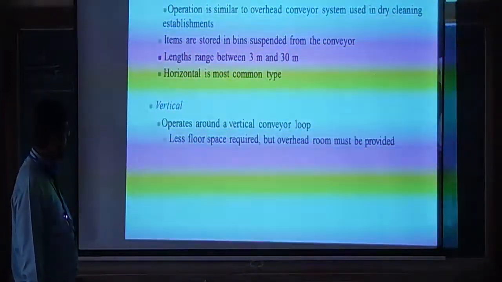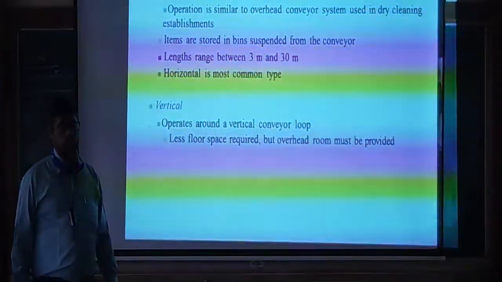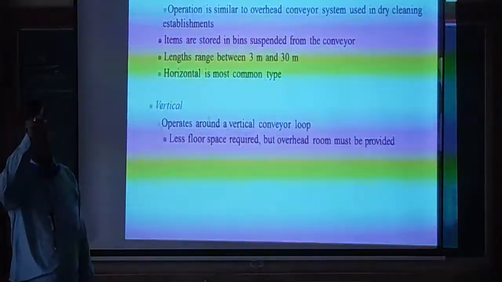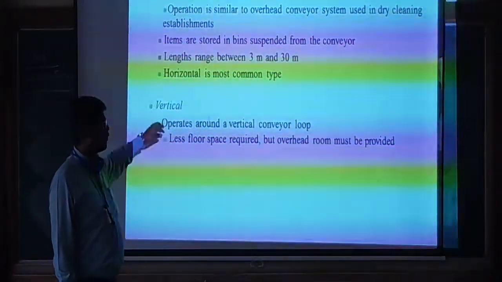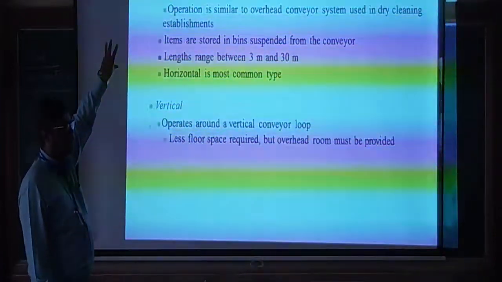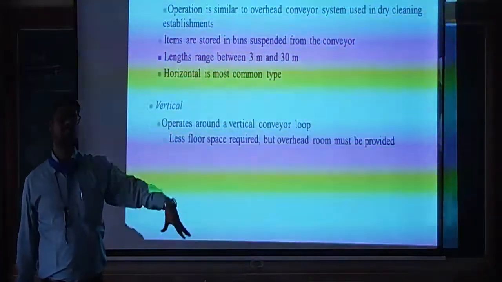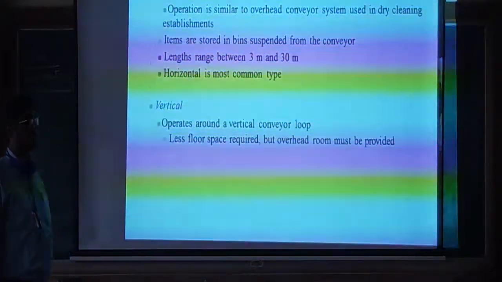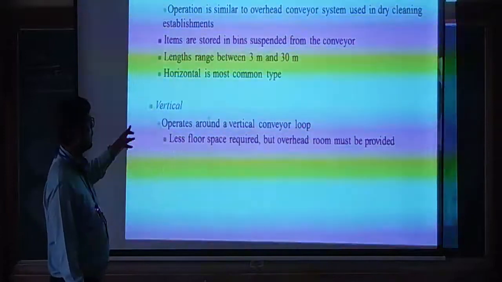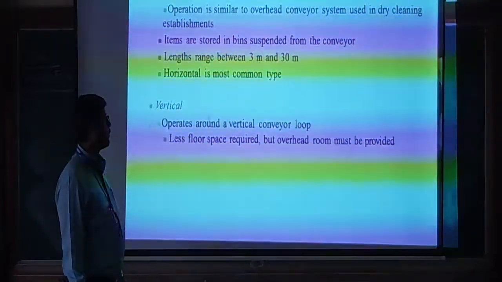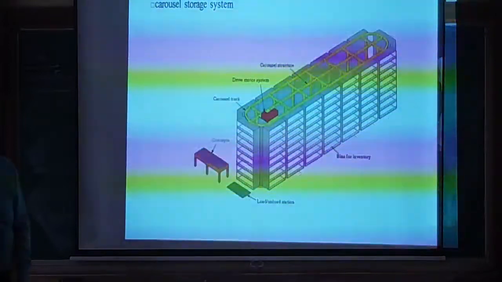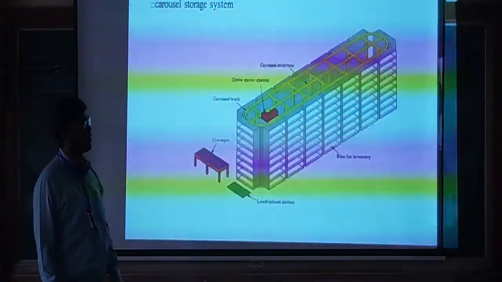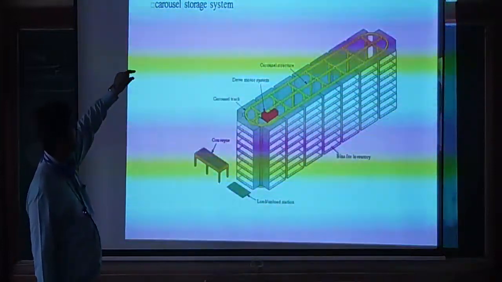The second type is the vertical carousel storage system, which operates around a vertical conveyor loop. The horizontal type of carousel storage system requires more space. If you want to reduce the floor space, then you have to go for the vertical storage system, but overhead room should be provided for this type of carousel system. So this is the horizontal carousel storage system.